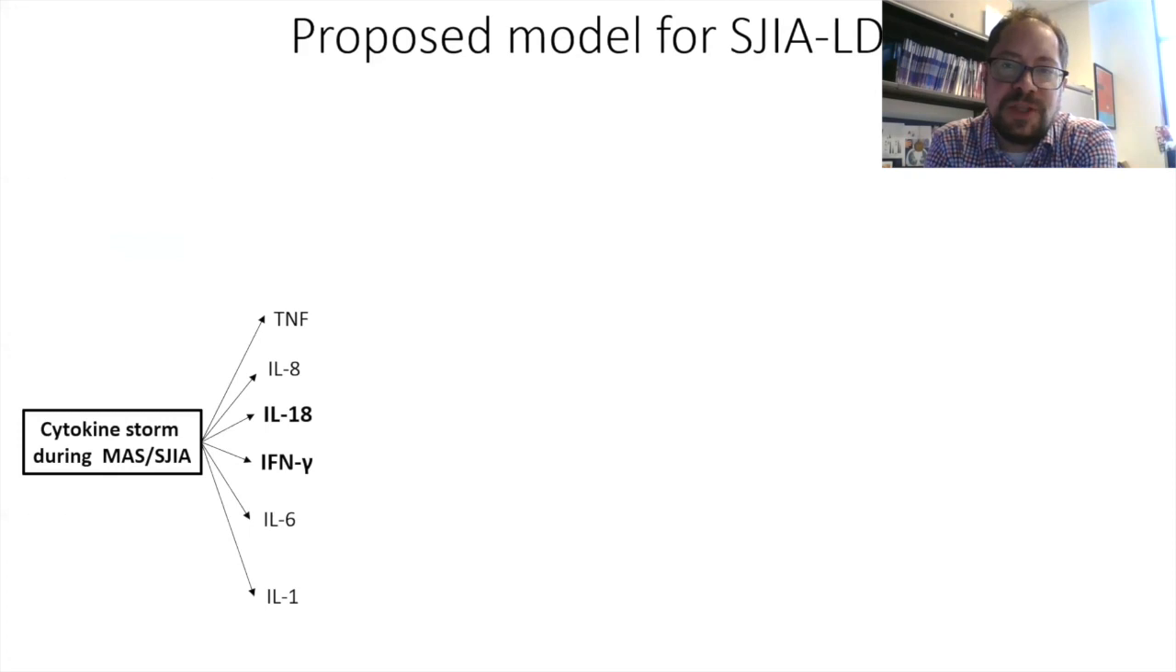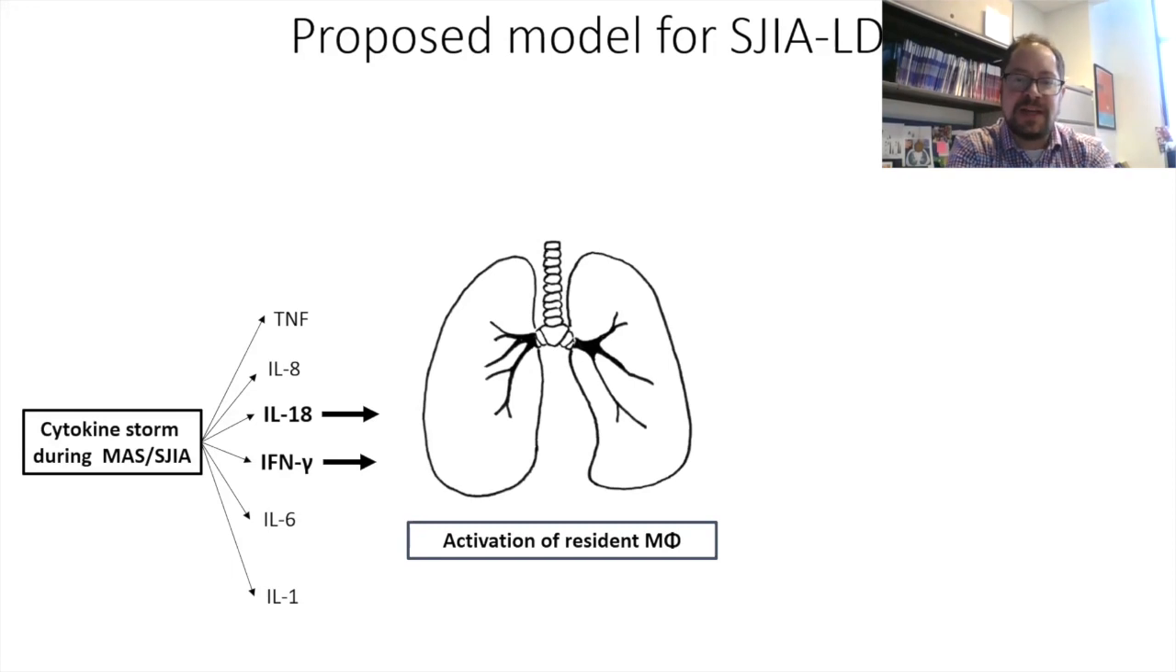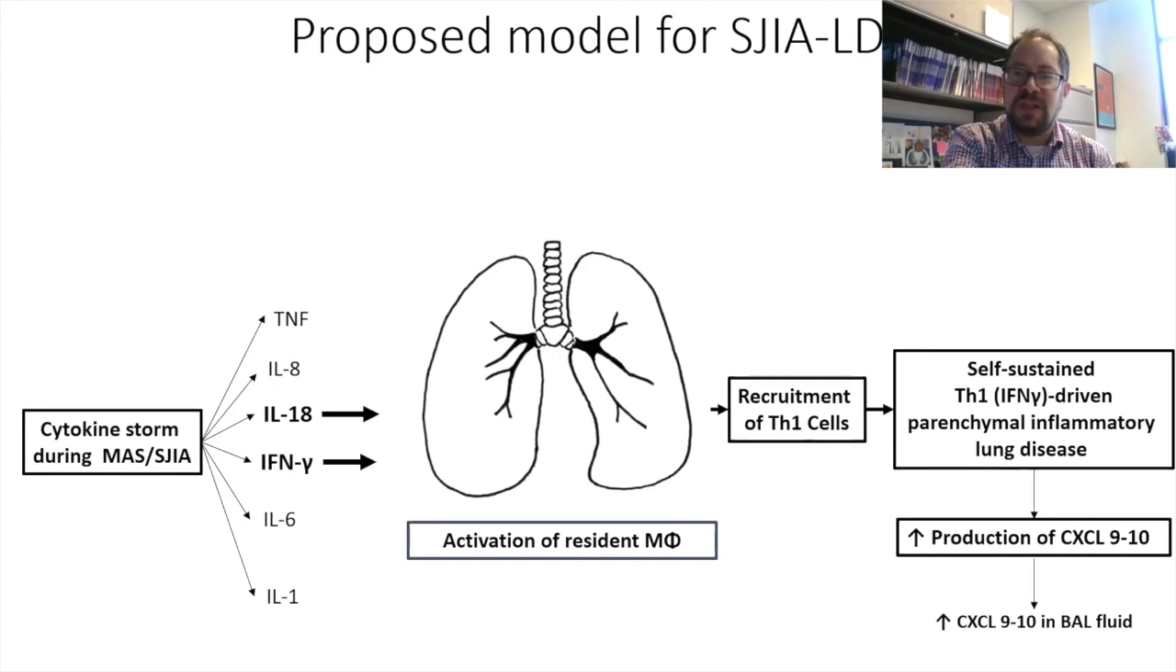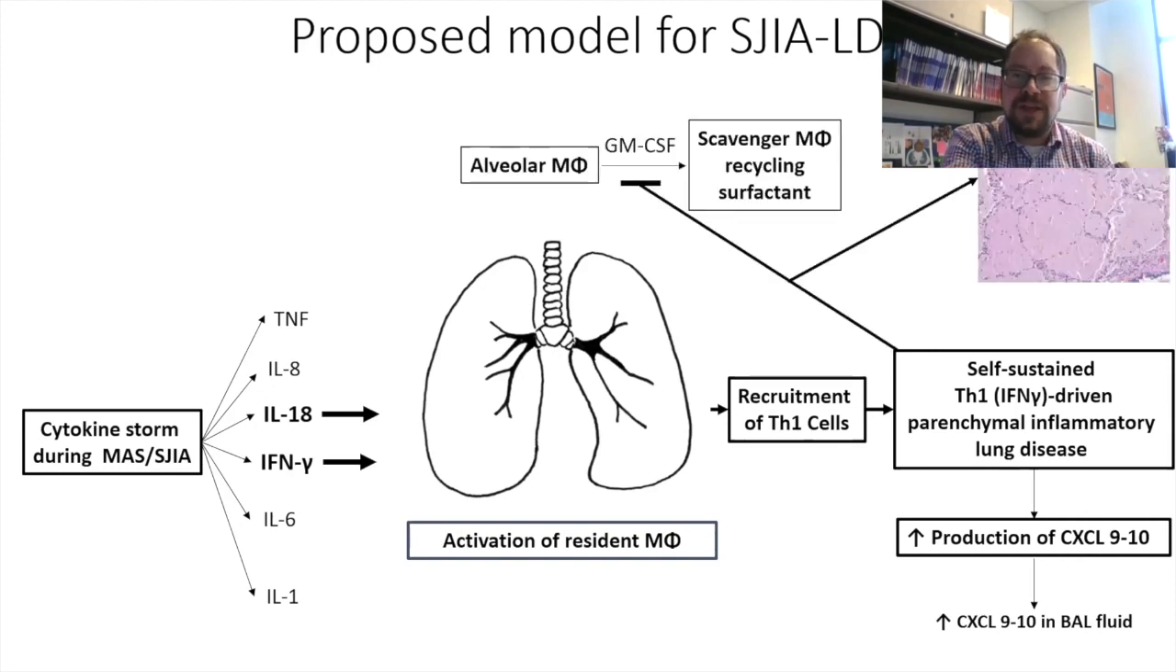And so we've put this together into a model that many of you have seen, where potentially the cytokine environment, the cytokine storm seen in systemic JIA, and particularly the MAS, which often occurs around the time lung disease is detected, can lead to changes in resident alveolar macrophages and recruitment of an interferon gamma-driven Th1 response in the lungs. And then something about this affects alveolar macrophages such that they're not able to functionally mature as they should, leading to this alveolar proteinosis.